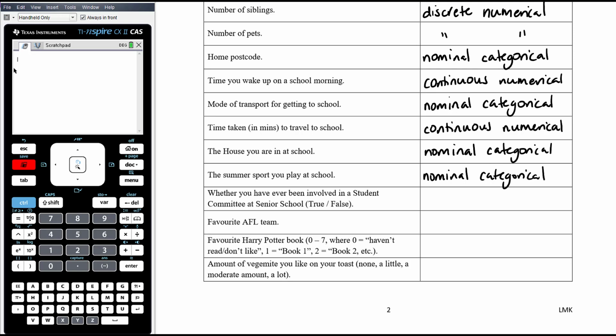Whether you have been involved in a student committee at senior school, true or false. So the data would be recorded as true or false. So those are categories, and there's no implied order in true or false. It's really just one or the other, yes or no. I think it's hard to justify that there's order if you only have 2 categories, because there really are only 2 orders. You either say yes and then no, or no and then yes, but that's just because there's 2 things. There's only 2 different ways to list them. So again, I'm going to say nominal, categorical here.